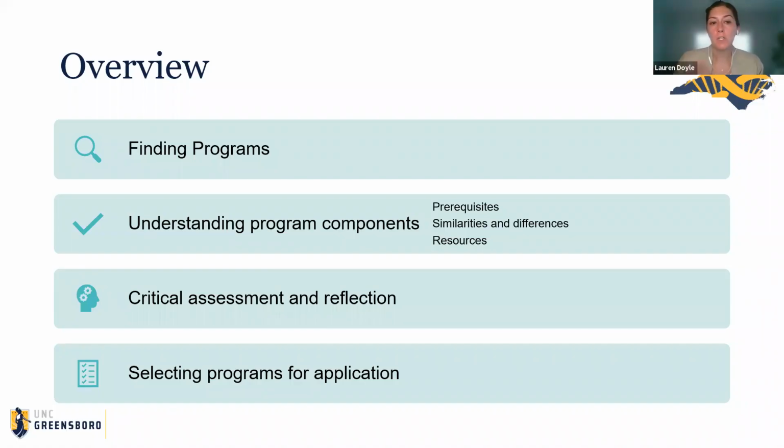So as a quick overview, we're going to talk about just the basics of finding programs, and then really spend the bulk of the time talking about understanding different program components. So things like prerequisites, what might be similar and what might be different, as well as some resources that you can use. Talk a little bit about critical assessment and reflection, which are really some of the core components of this part of the process in order to figure out what are the best programs for you to apply for, given all of the information that you've thought about and analyzed for yourself.